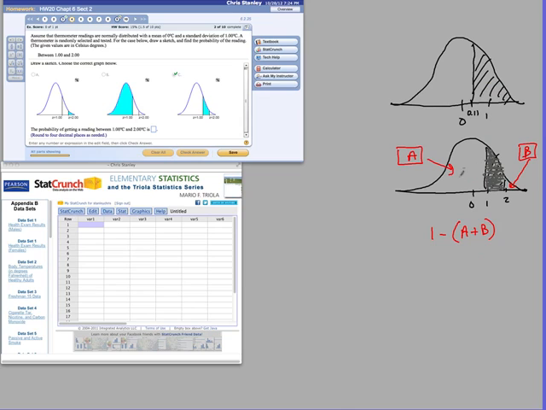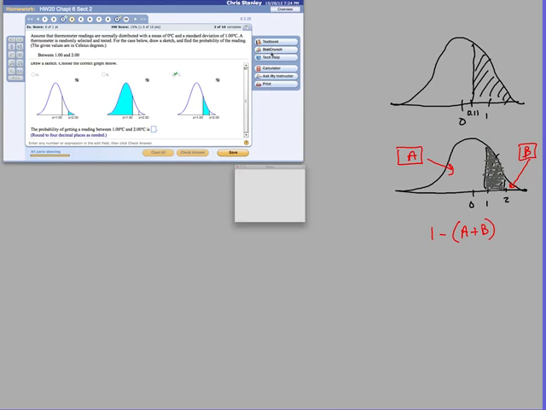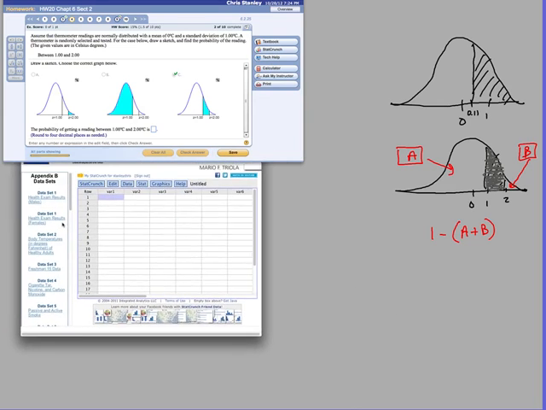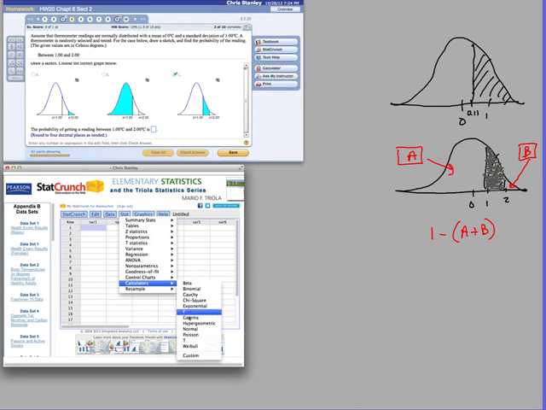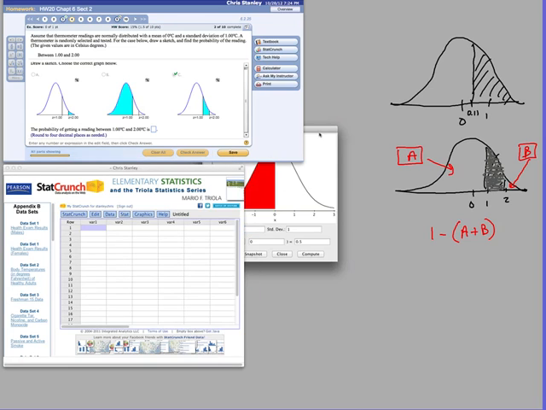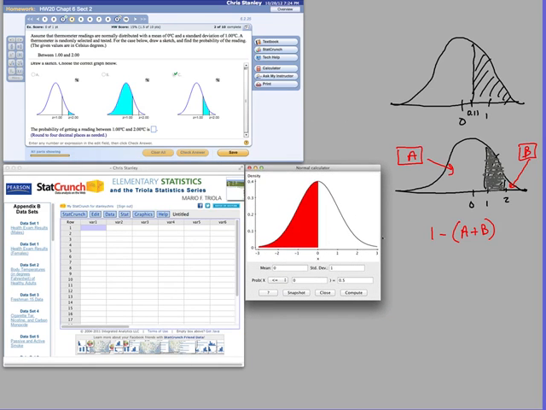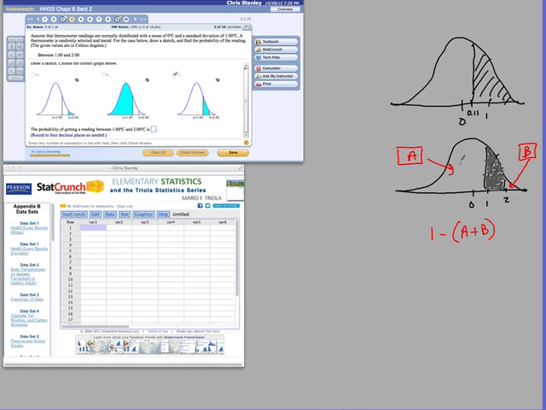You do the same thing here. I'll show you how to get the one on the left, and then you could do the other one to get the idea. Okay, so stat. I do want this shaded region first. I want this shaded region. This is my A.